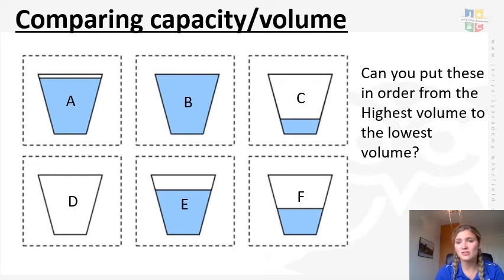This time I'd like you to order these from the highest volume to the lowest volume. So starting with the one that is the highest volume and going right the way down to the lowest volume. So pause the video now. Can you have a go at writing those and then play them after? Okay, let's have a look then. You should have said that B was the highest volume, there was the most amount of liquid there because it was full. Then A, then E, then F, then C, then D.